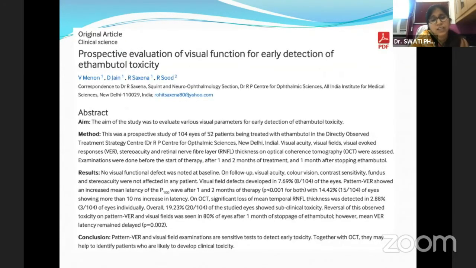So it not only helps in diagnosis or confirming the diagnosis of ethambutol toxicity. The study from this center has shown that around 14% of the patients may show some kind of loss of amplitude and increase in latency if they are on ATT for more than 3 months. So 14% of patients may show subclinical toxicity due to ethambutol in cases of ATT.